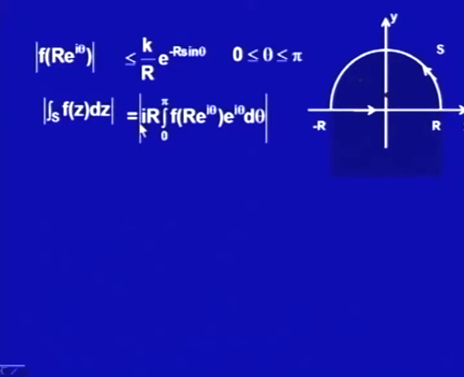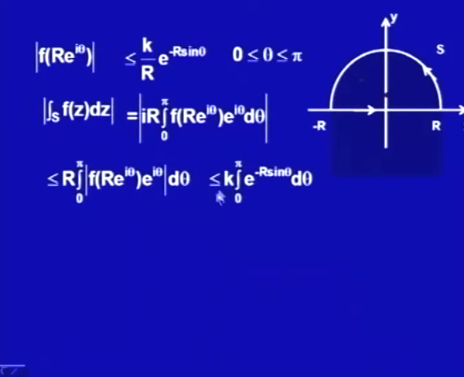So, the absolute value of i r is r only, and this is less than or equal to the integral from 0 to pi of the absolute value of f(r e^(i theta)) times e^(i theta) d theta. Now, the absolute value of e^(i theta) is 1, and the bound for f(r e^(i theta)) we take as k upon r e to the power minus r sin theta. Since this is less than or equal to, the integral would also be less than or equal to r times the integral from 0 to pi of k upon r e to the power minus r sin theta d theta, and this k upon r is a constant.